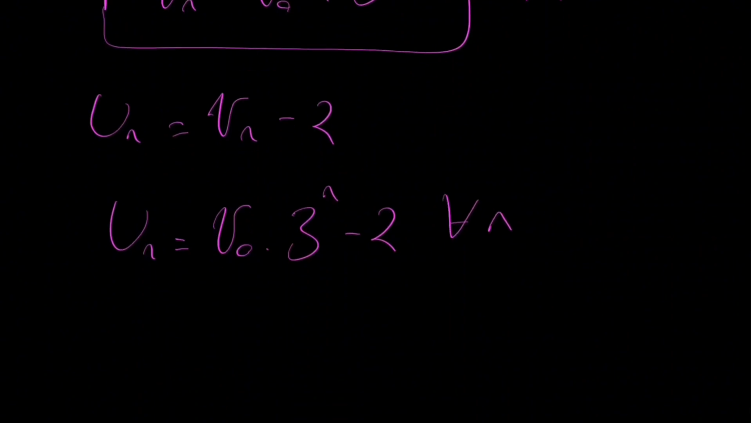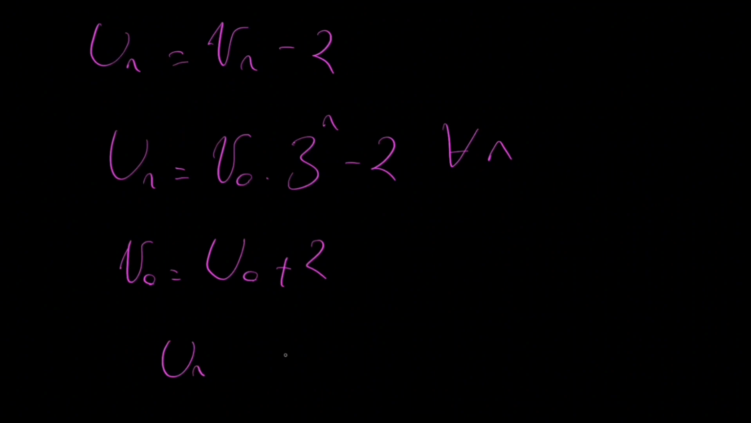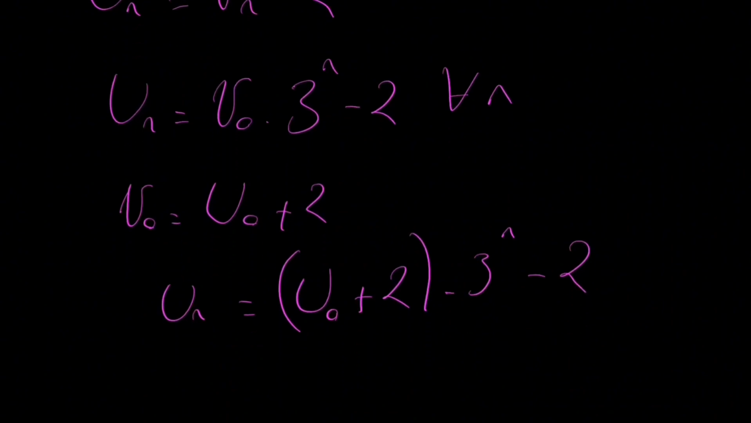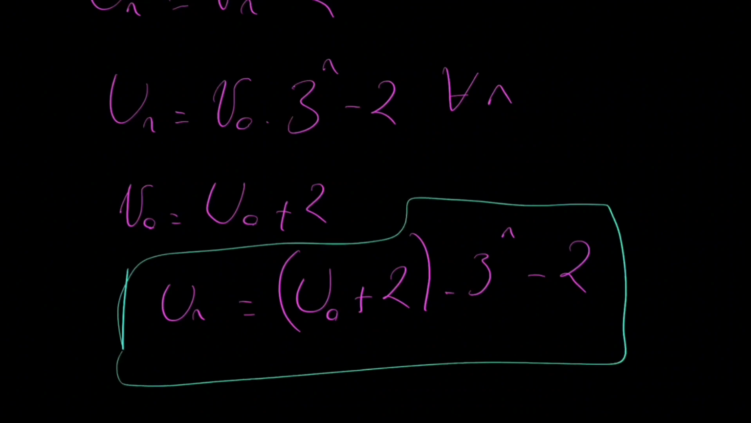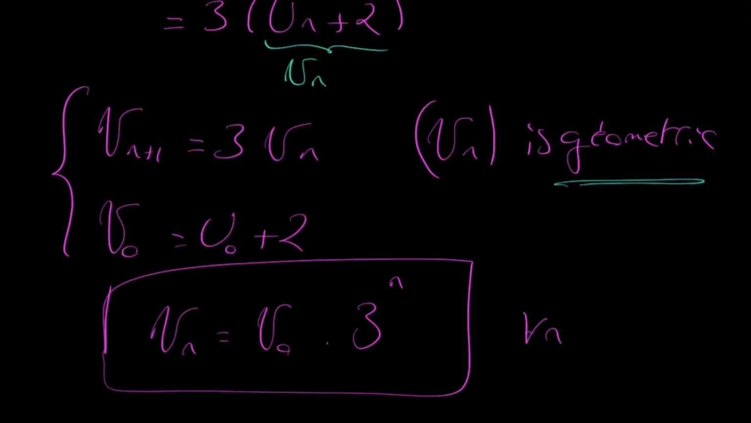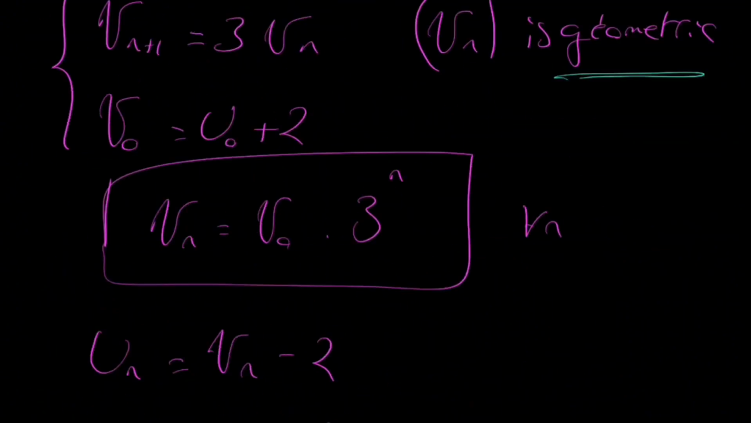Let's give an expression of v_0. v_0 is equal to u_0 plus 2, sorry. So in conclusion, u_n is equal to (u_0 plus 2) times 3 to the nth power minus 2. And here we have our solution. This was the first method, a method that always works with arithmetical geometric sequences.